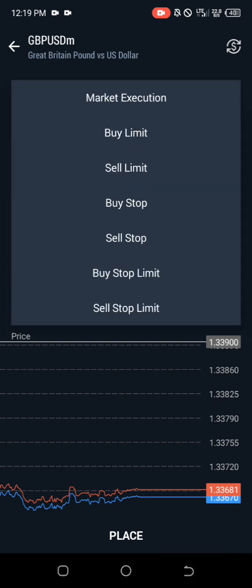So another type of order that we have is called stop order. Stop order is just like the opposite of limit order. That is, we have buy stop and we have sell stop. So buy stop means that you want to buy at a higher price than the current market price. That is, you want to buy expensive. And sell stop means you want to sell at a lower price. That is, you want to sell it cheap.